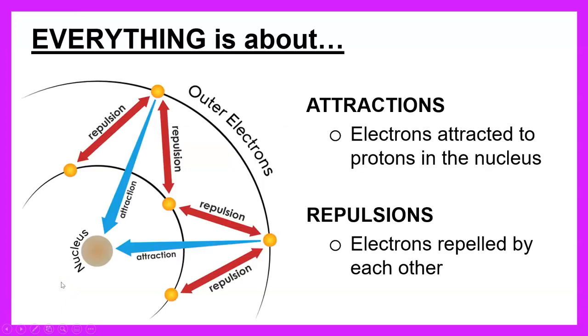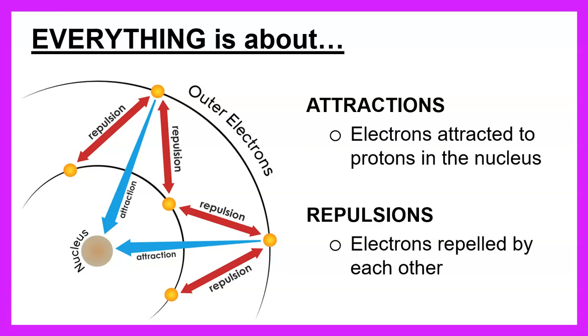When we're trying to describe and explain the patterns we see, everything is going to come down to two things. It's going to come down to attractions and repulsions. We're either going to be referencing how the electrons are attracted to the nucleus, or we're going to be talking about how the electrons are repelled by each other. And all sorts of patterns can be explained by one or both of these things.